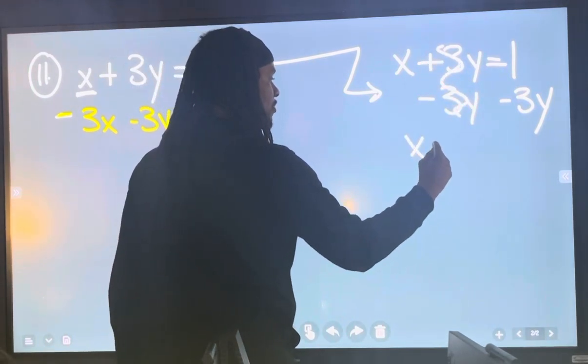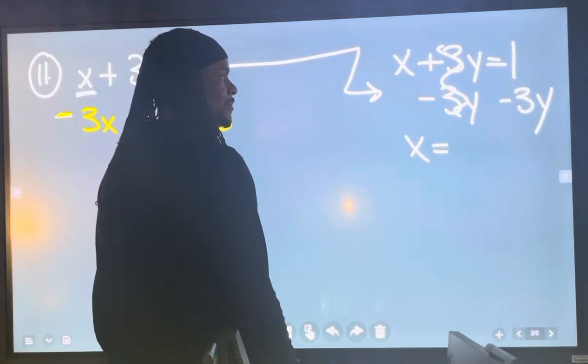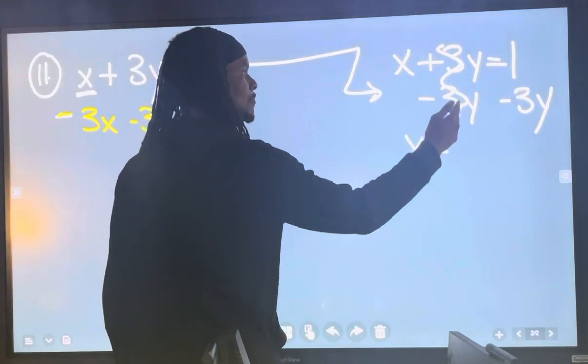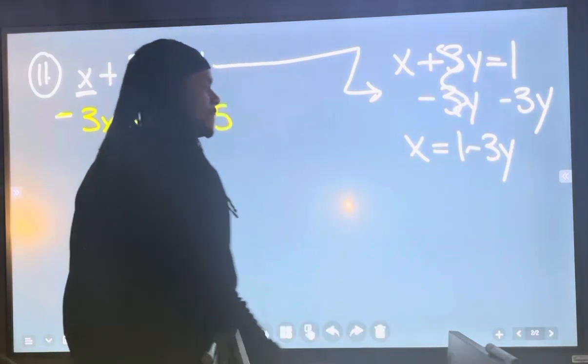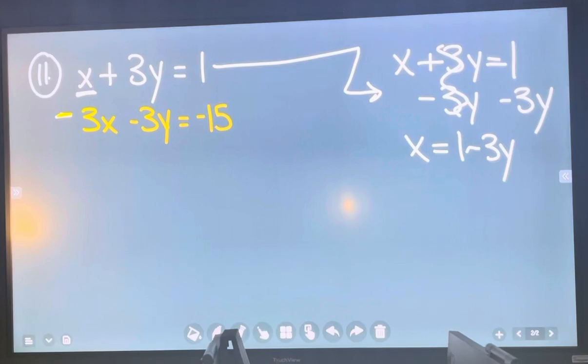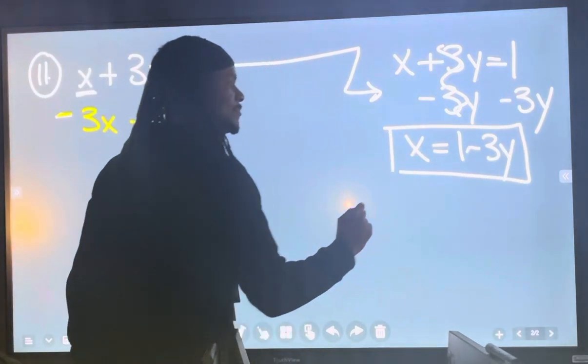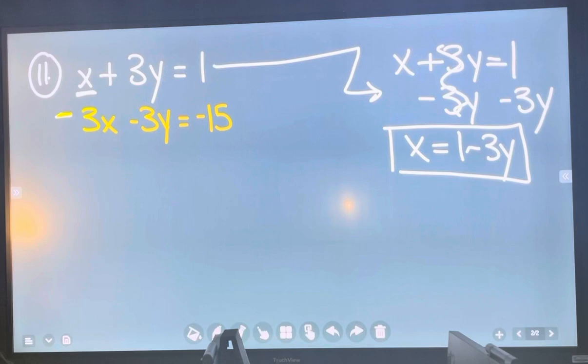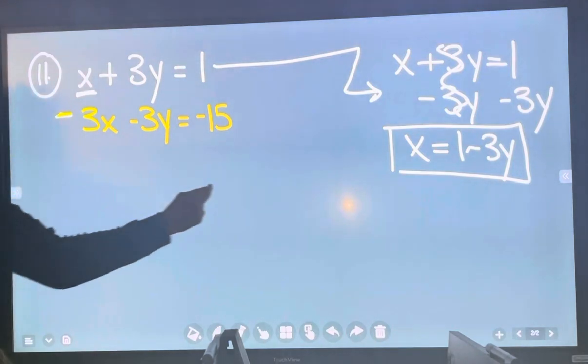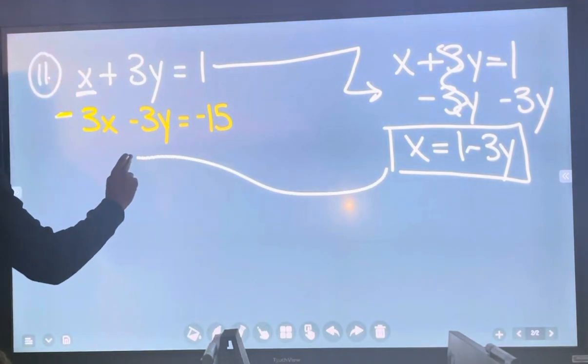Now you'll have X equals what? Negative 2. X equals 1 minus 3y. That's what I said. You can't subtract it, because all we did is solve for the one variable. So you solve for X, right? That's the value of X at this point. Now we're going to take that value of X and plug it into the second equation.